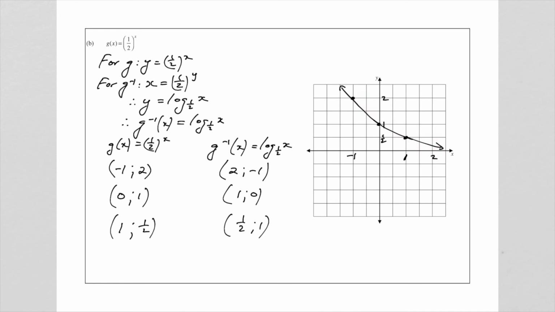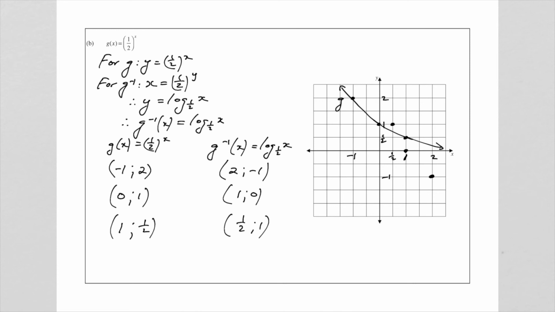And I'm just going to name it. And this is the graph of g. Let's now plot the 3 points for the inverse. And that is when x is 2, y will be -1. When x is 1, y will be 0. And when x is a half, y will be 1.